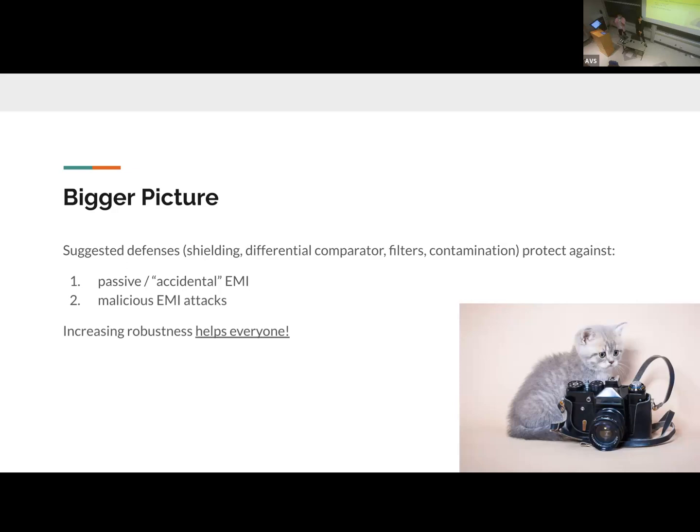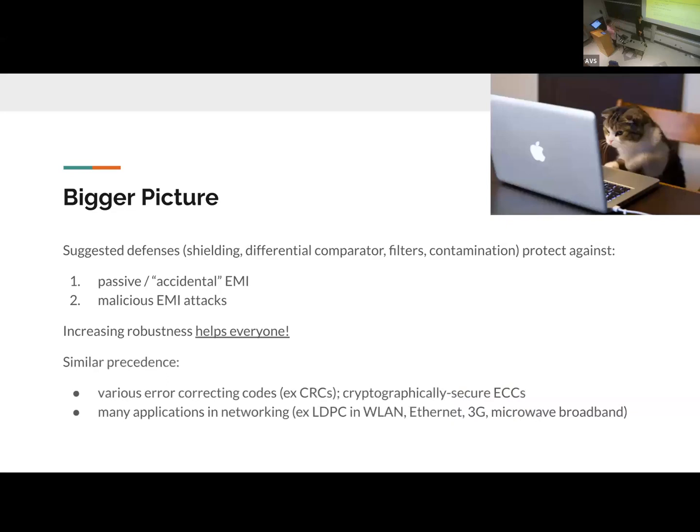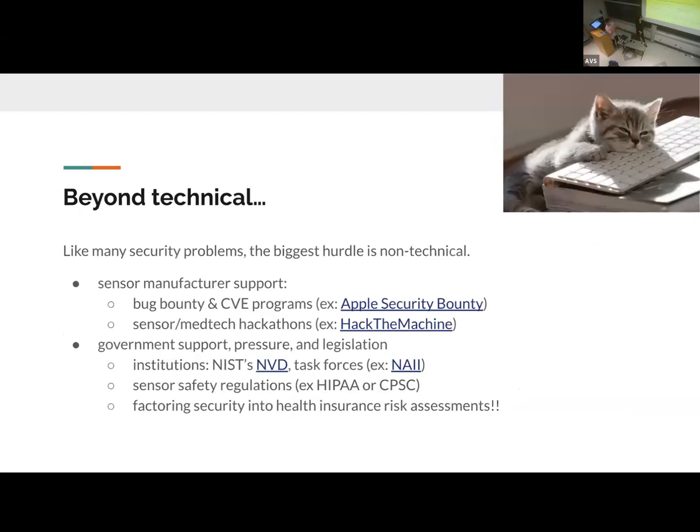And so going back to a core course theme, increasing the security robustness can help everyone, not just by protecting against adversarial attacks. And there's a lot of precedent for this, including communications, for example, where error correcting codes help prevent against leaky wires, but also adversaries. In addition, there's a lot of issues that are beyond technical. So we just need to take sensor security more seriously. If manufacturers supported bug bounty programs or hackathons, and the government factored this into, for example, a health insurance risk assessment, maybe we'd have more development in this field.